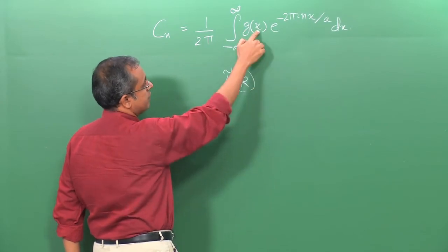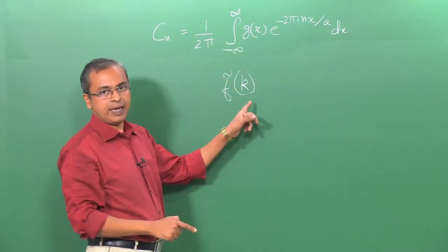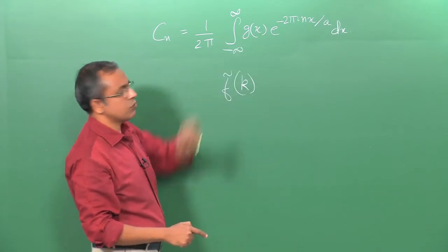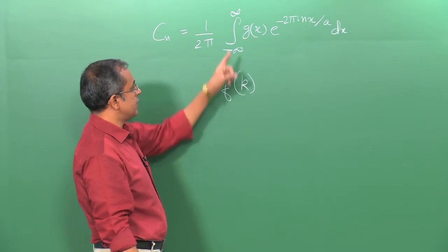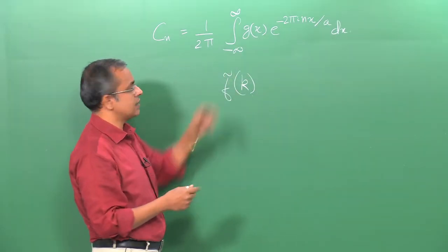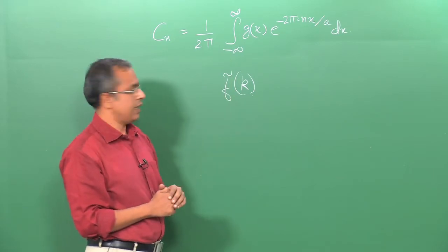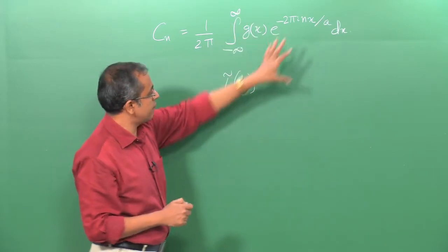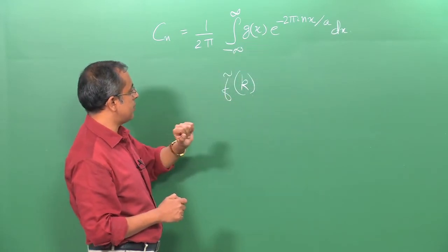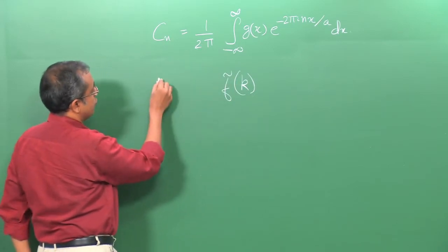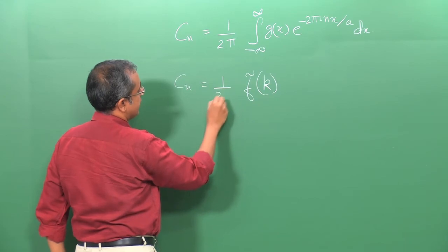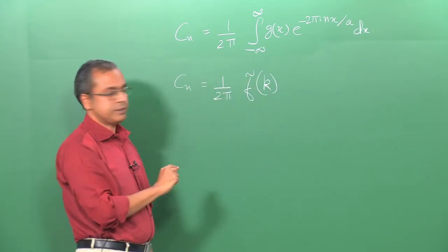Please note, now we were working with a variable x, we have shifted to a variable k, and this f tilde k is the Fourier transform of g of x. So, these are two different variables. In a moment I will tell you something about a general relationship between them, but this whole thing works out to be the Fourier transform of this function g of x represented by f tilde k. Therefore, you can now write C of n is equal to 1 over 2 pi f tilde k.